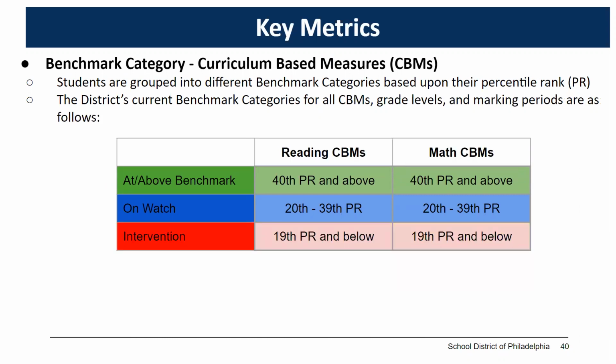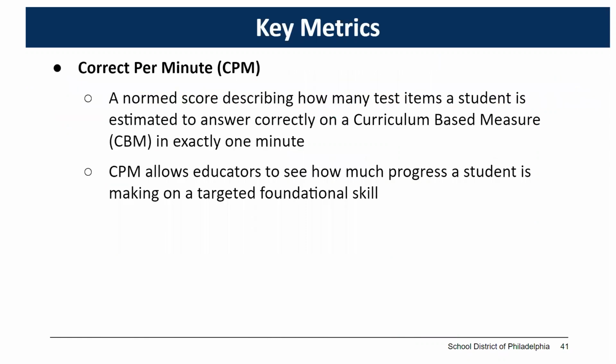This differs when you're looking at CBM benchmark categories, as there are only 3: at or above, on watch, and intervention. You will also see that the cutoff for at or above for CBMs is consistent at 40 PR and above for both reading and math. The correct per minute score is the foundational score for CBMs. This number is estimated to account for the level of difficulty of a particular form.